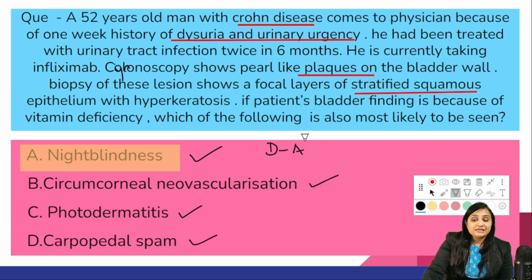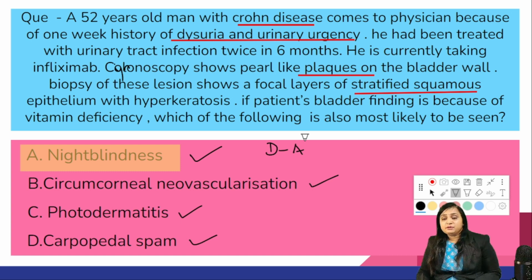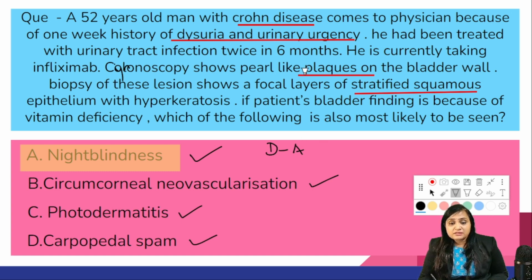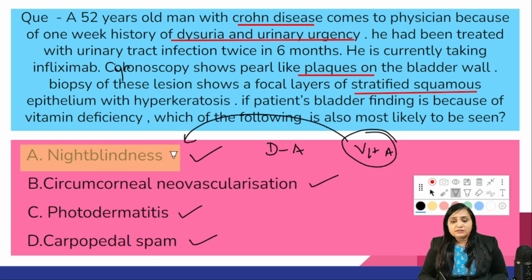So the correct answer is night blindness, because whatever symptoms have been described are because of vitamin A deficiency, and this is the earliest sign of vitamin A deficiency which we can predict in this patient, that is night blindness.